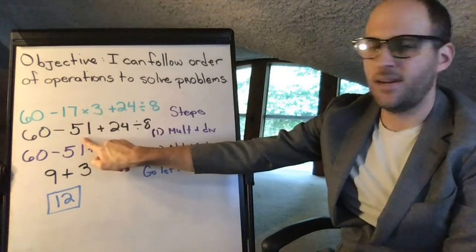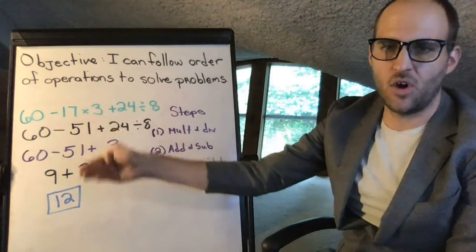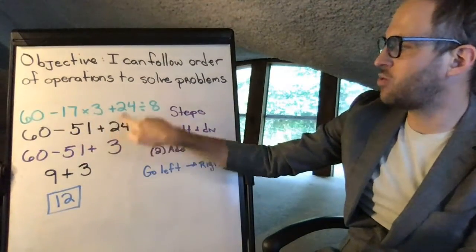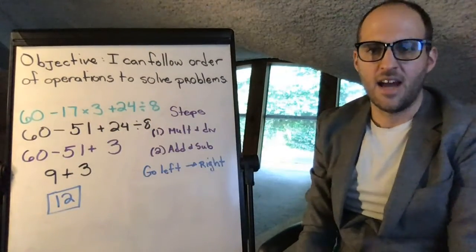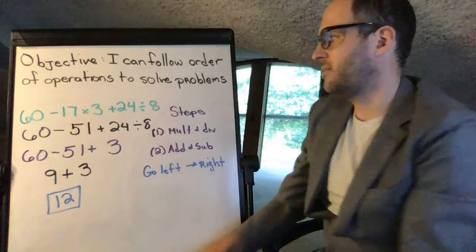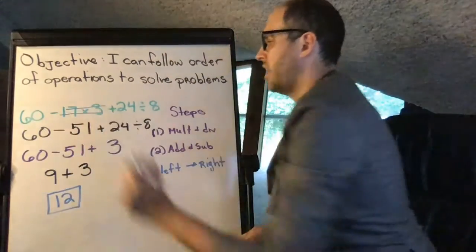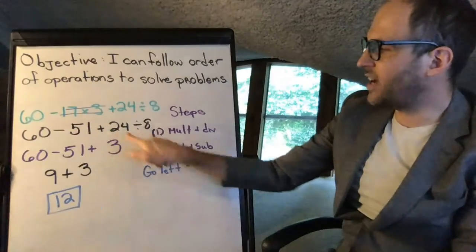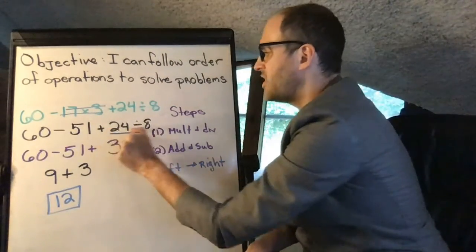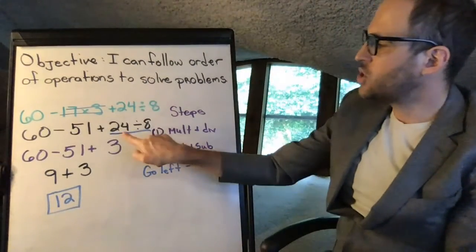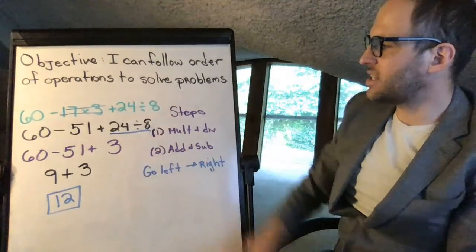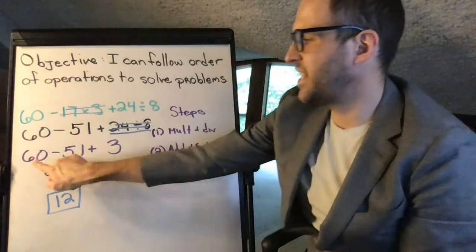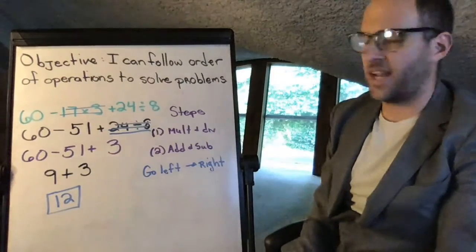17 times 3 is 51. That's the only thing I do. I bring down my 60 and minus, my plus 24, and my divide by 8. I've done 1 operation. I have 3 to go. Remember, division is still here, so I have to divide 24 by 8 before I can do any adding and subtracting. 24 divided by 8 is 3. So after that step is done, I now have 60 minus 51 plus 3.